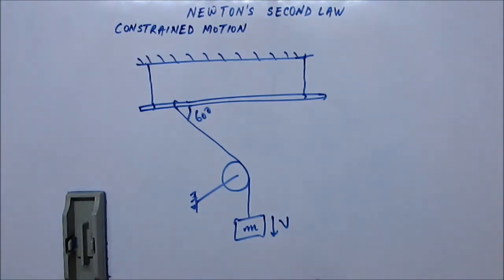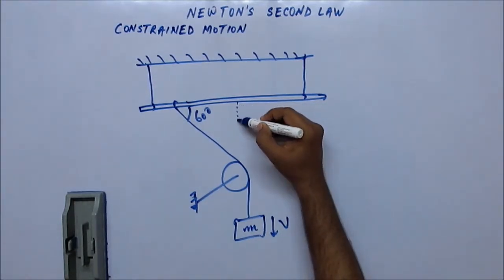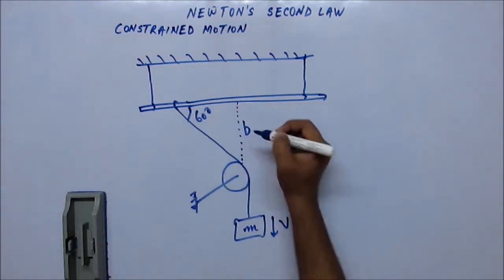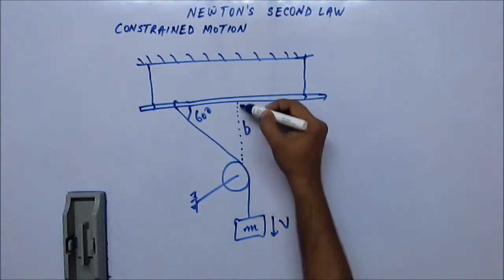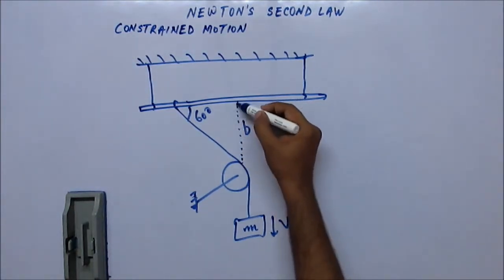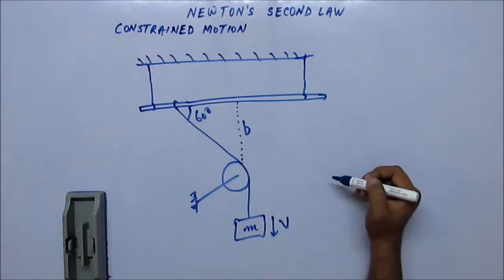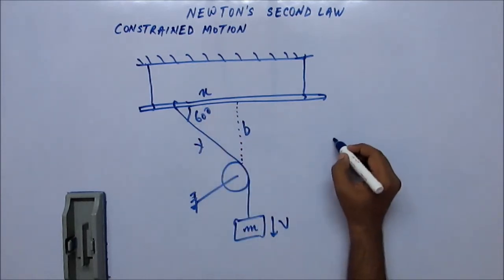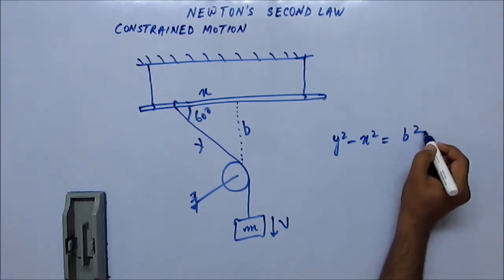So again, what you have to do is write the constraint relation. Every time you have to do that. And again, a natural choice would be making this triangle, because wherever the ring goes, this distance b is going to remain constant. Even if it comes here, this distance b is going to remain constant, because these two are non-moving ends. So let's call this x again, this y. Again the relation would be y squared minus x squared is equal to b squared.